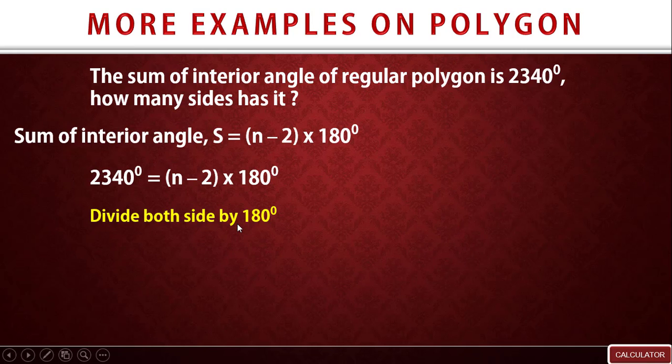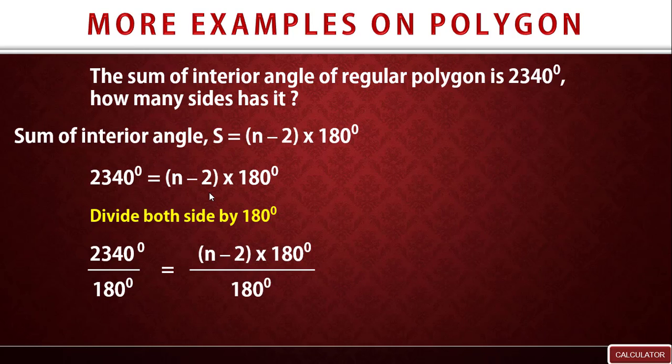The reason why we're dividing both sides by 180 degree, we want to cancel out 180 degree from the right hand side so that we can have n minus 2 left at the right hand side. So for the left hand side now, we now have 2340 divided by 180. Since we are dividing both sides by 180 degree, then equals to n minus 2 times 180 degree divided by 180 degree. 180 will cancel out 180. So at the right hand side, we have n minus 2 left. So for the left hand side, 0 will cancel out 0. And then what we have left is 234 divided by 18. So let's use our calculator to do that.